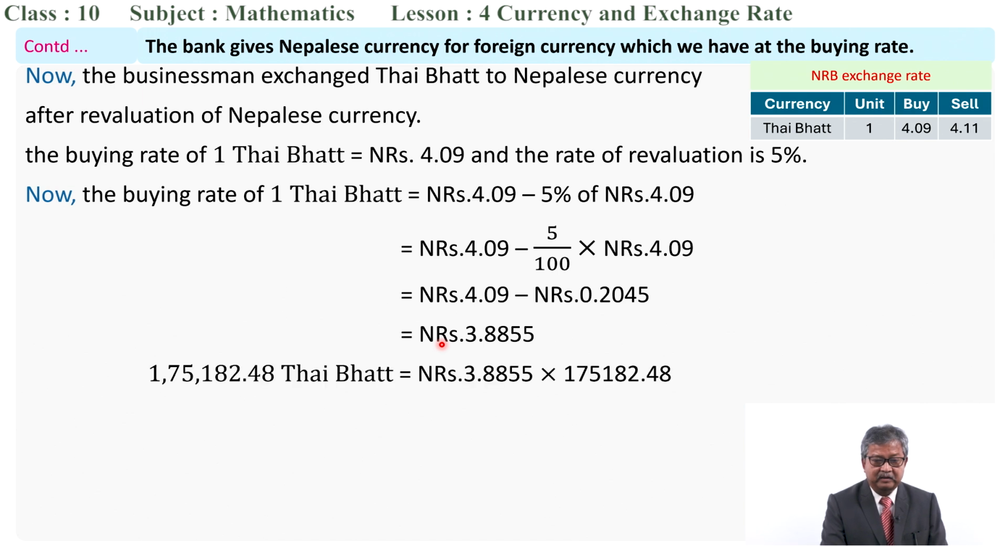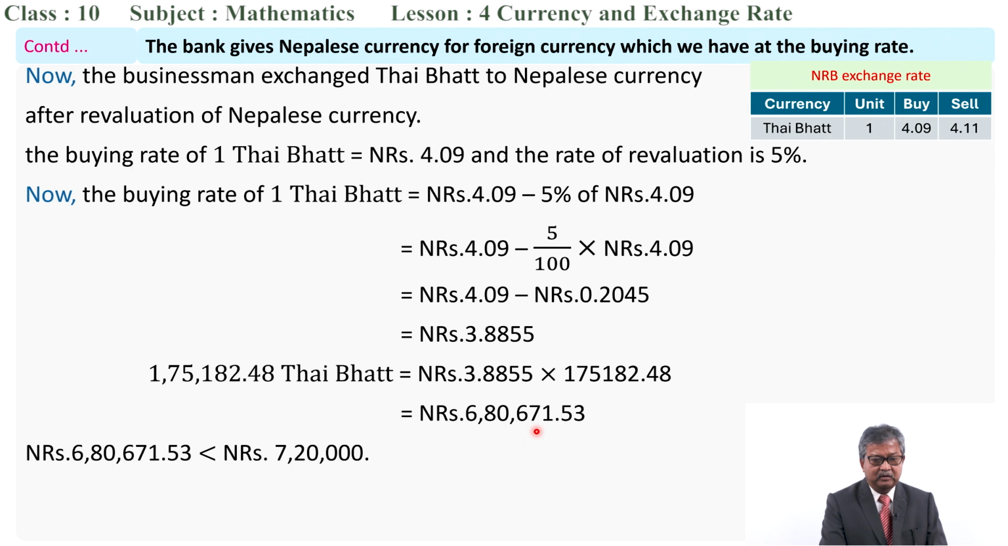So according to this rate, he again exchanges what? Thai baht to Nepali currency, isn't it? So we exchange the Thai baht into Nepali currency: 3.8855 multiplied by 1,75,182.48. Then we got 6,80,671.53. But before that, how much did he have? Before that, 7,20,000. Now he got only 6,80,000.